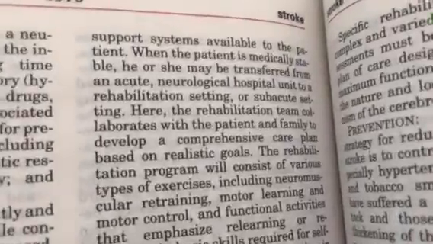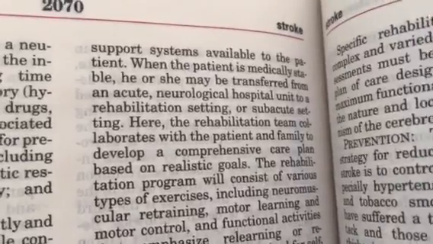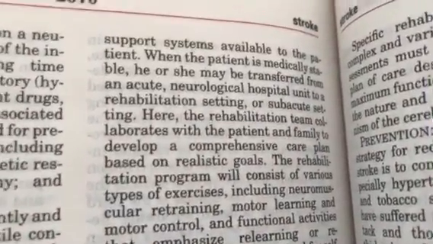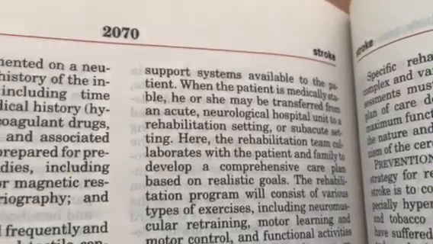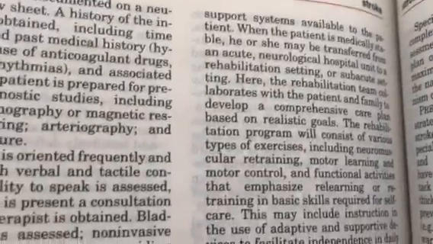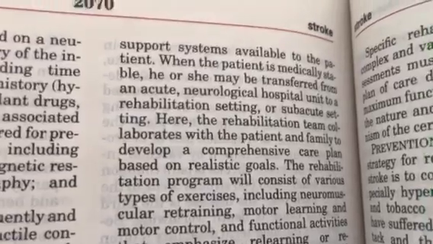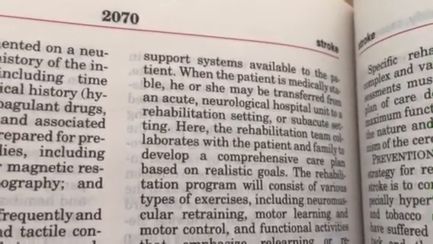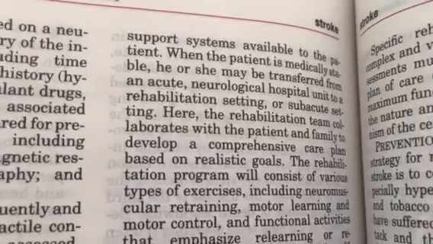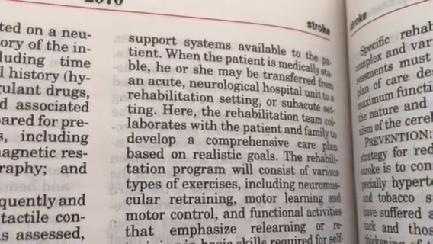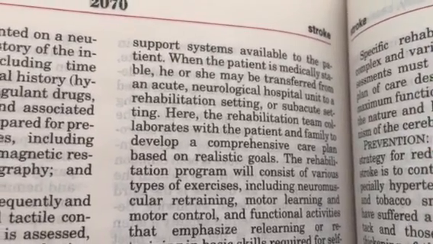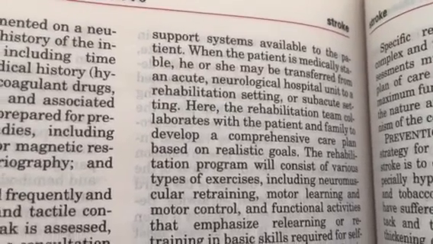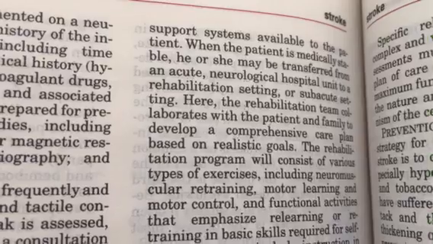When the patient is medically stable, he or she may be transferred from an acute neurological hospital unit to a rehabilitation setting or a subacute setting. Here, the rehabilitation team collaborates with the patient and family to develop a comprehensive care plan based on realistic goals.